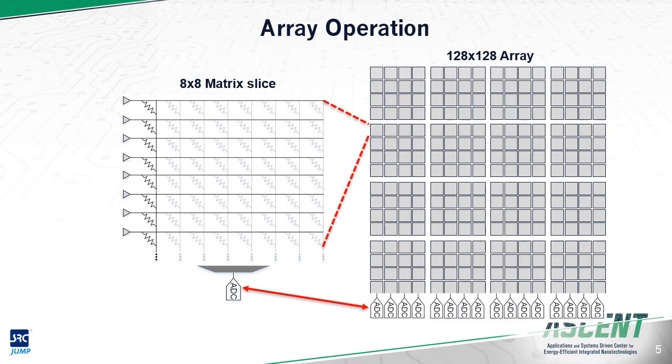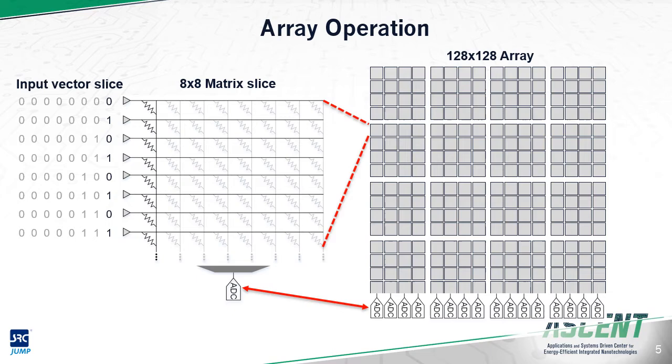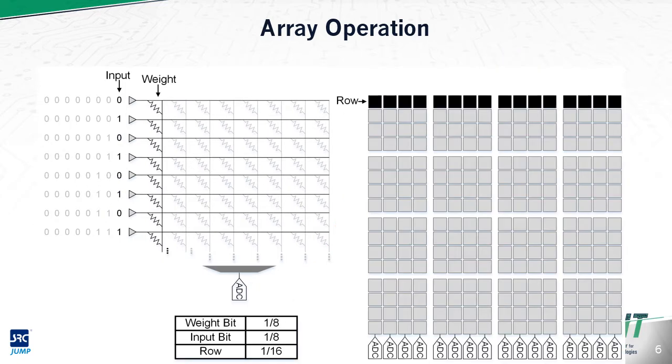The last element is the input data, shown here on the far left. The data shown here is 8 of the 128 elements from the vector to be multiplied with our matrix. Since we are implementing an 8-bit neural network, there will be 8 binary values. The operation of this array can be thought of as 3 for loops. We first loop through the 16 rows of the array, since the results will be added together. Then we will loop through the 8 input bits, and lastly we loop through the 8 weight bits.